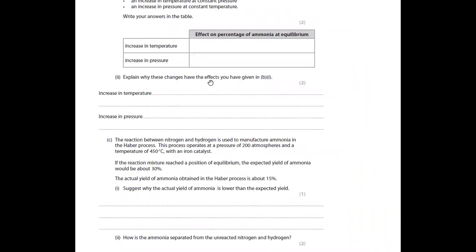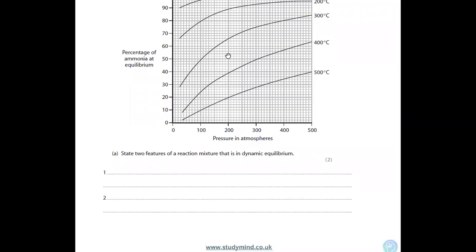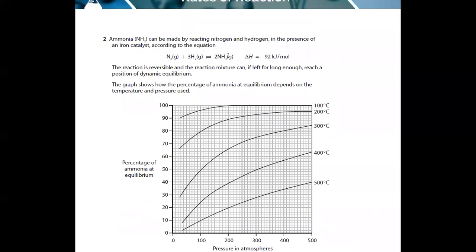Explain why these changes have the effects you have given. Now you have to explain your answer. So you said when you increase the temperature, the percentage of ammonia decreases. So why do you think that is happening? Why is the percentage of ammonia decreasing when you increase the temperature?